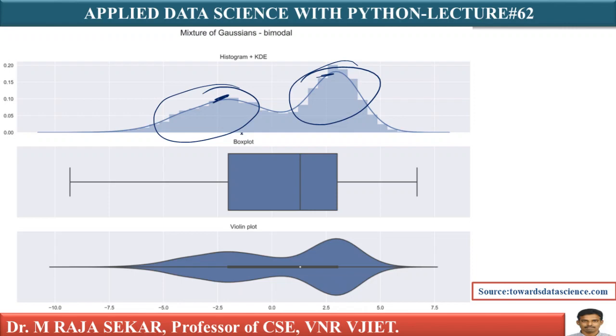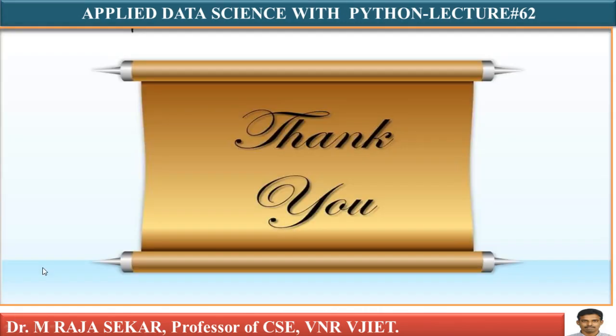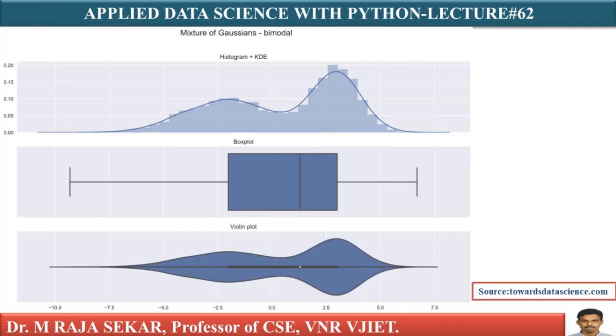Anyway, we will try to analyze. Let me proceed further so that we will understand these things in a more approachable manner with the help of simple code in my next lecture. In summary, violin plots are often used to compare the distribution of a given variable across some categories. We will try to analyze these things in my next lecture, that is lecture number 63. Thank you very much.